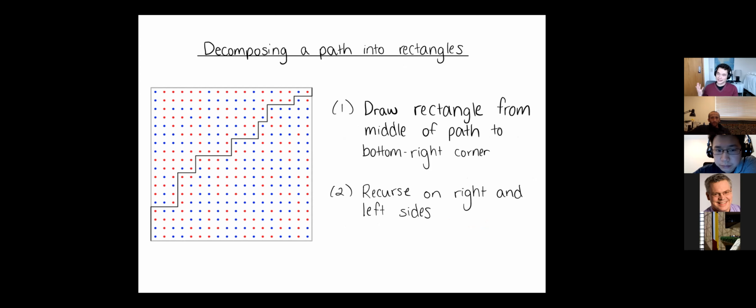And then we can use that to analyze the paths. So what we're going to do is decompose the area under the path into rectangles. And the way to do that is with the following recursive process. First, draw a rectangle from the middle of the path down to the bottom right corner. That splits the path into 2 pieces. And then recurse on those 2 pieces. So draw 2 more rectangles, and then keep recursing until your path has been entirely decomposed into rectangles.